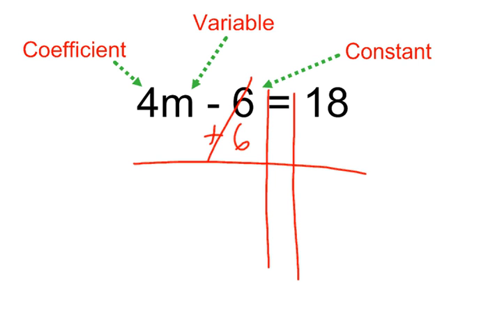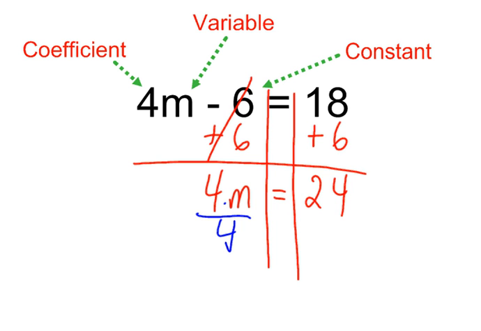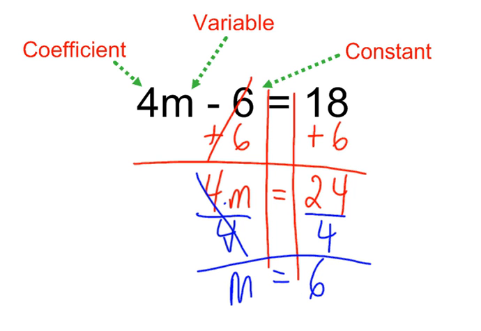So we've eliminated the constant. We need to add 6 to the other side. And now we have a very simple one-step equation. So again, we have 4 times m. So we're going to divide by 4. Divide by 4. In this equation, m has a value of 6. And to check it, 4 times 6 is 24, minus 6 is 18. Checks.